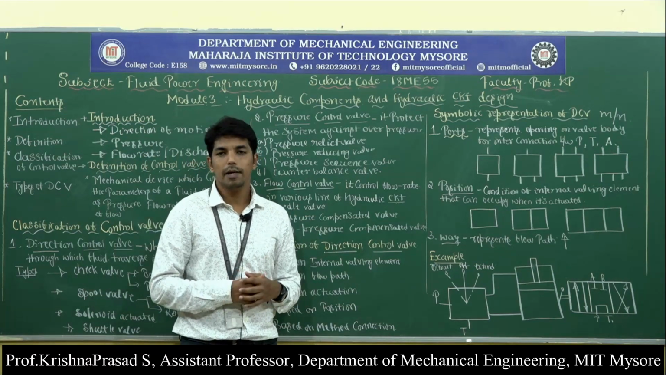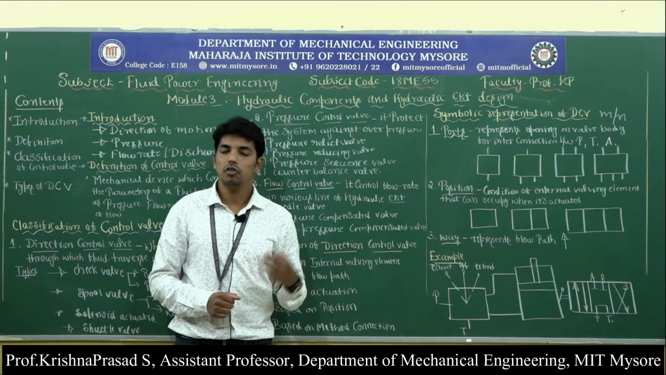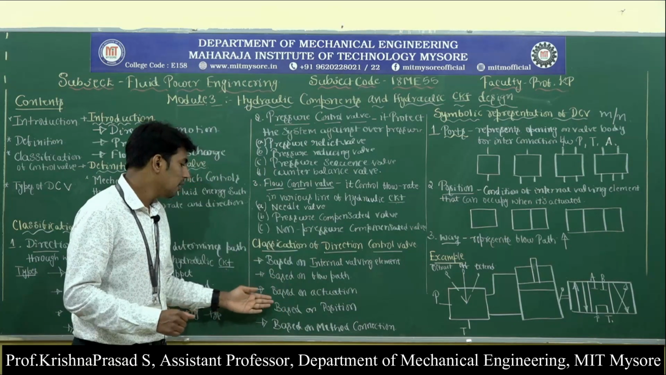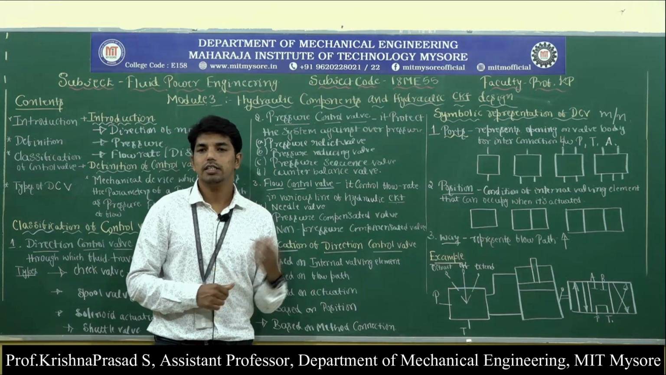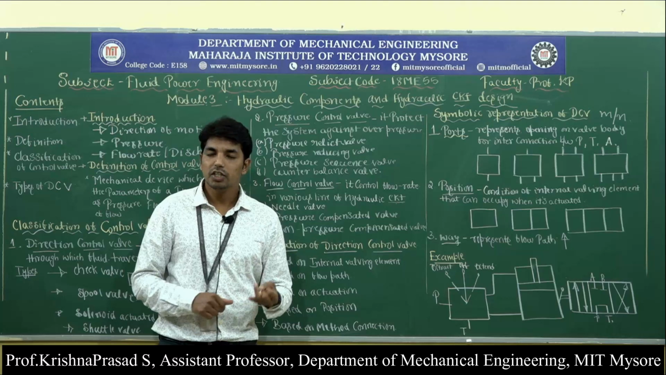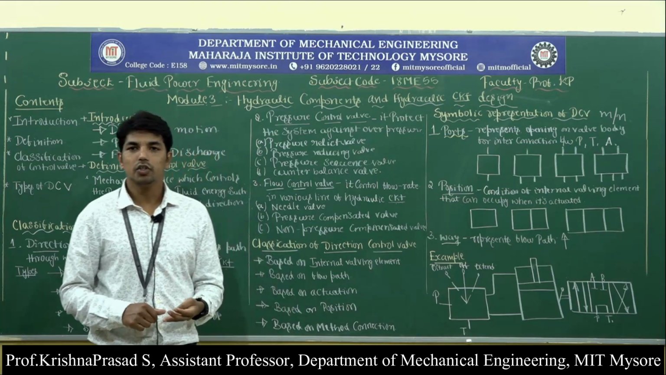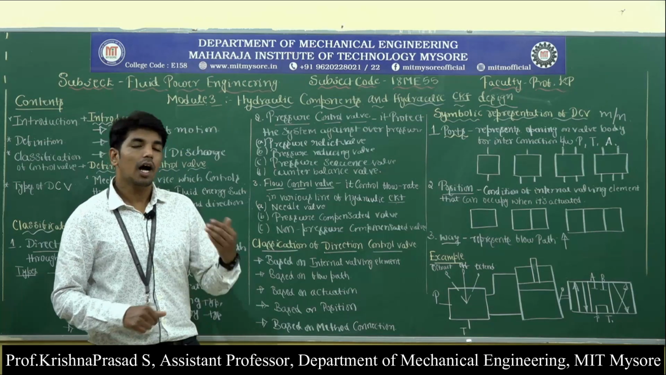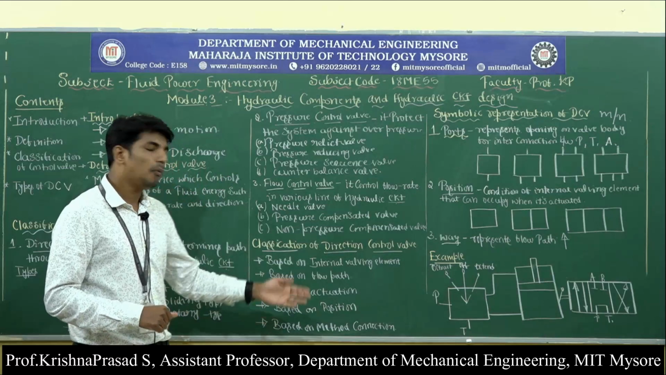The flow path may be a 2-way valve, 3-way valve or 4-way valve. These are called the flow path. Based on the method of actuation, it is categorized into manual actuation, mechanical actuation, pneumatic actuation, electronic actuation, hydraulic actuation, or a combination of any of these methods. Next, based on the position.